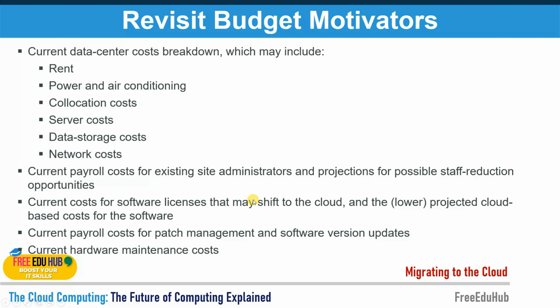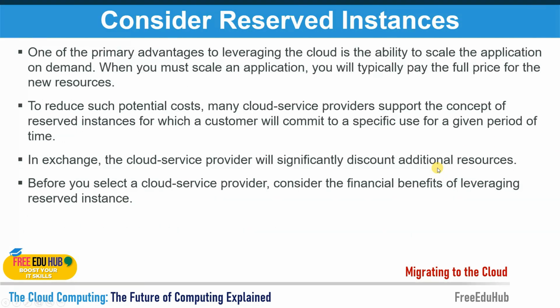And it should be compared. If you shift it to the cloud, what would be the fallback of it, how much you'll save, and how much you'll have to pay in terms of an ongoing cost. The current payroll cost for the patch management and software version update, so there will be a person who's responsible for all those things to make sure that all servers are updated with all the patches, etc. And the current hardware and maintenance costs which are required in on-premises data centers.